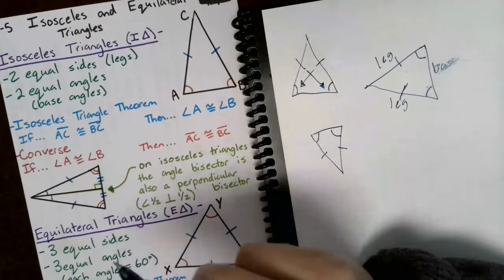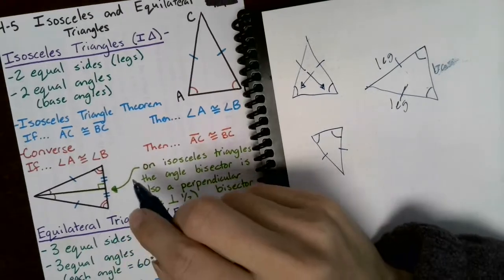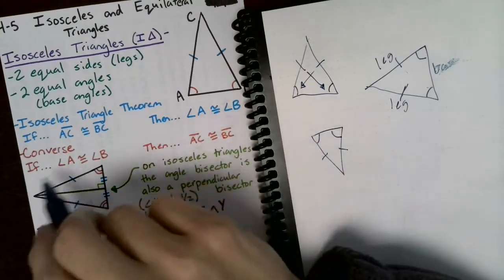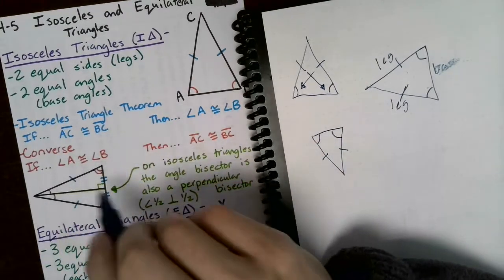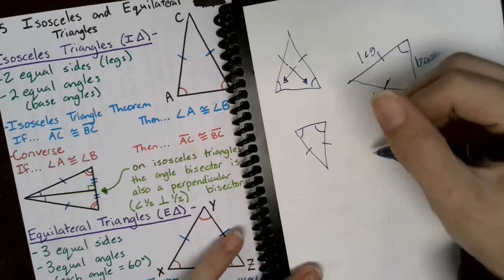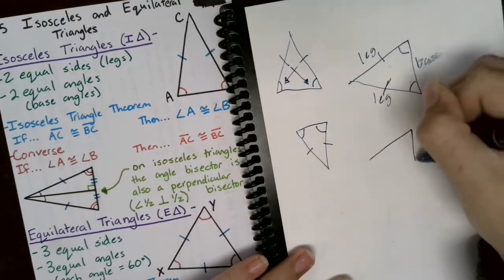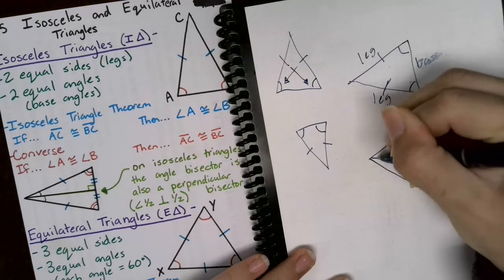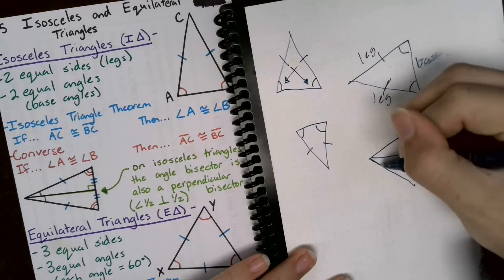Now, something very important is talking about angle bisector and perpendicular bisector. And so that's right here. This is a special case on an isosceles triangle. We'll learn more about angle bisectors and perpendicular bisectors and whatnot in chapter 5. That's a very bad drawing.